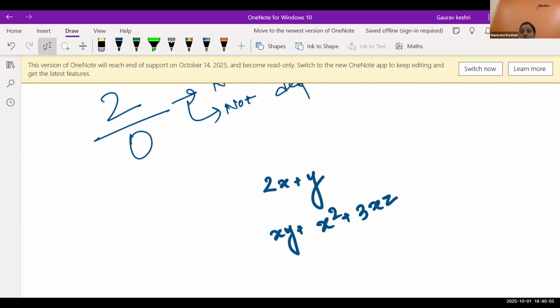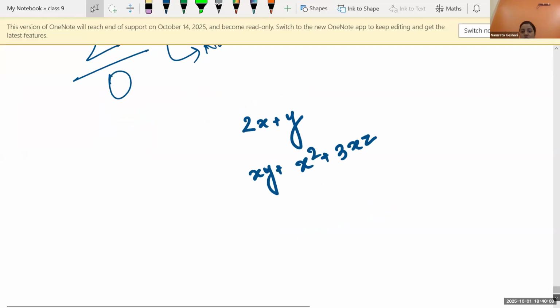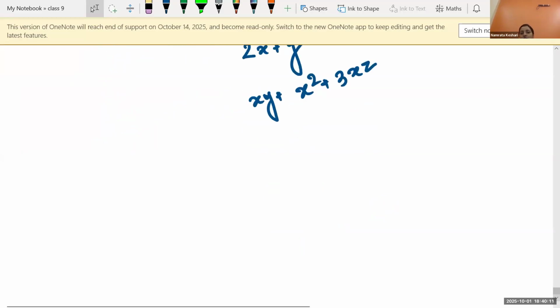Now the next part, polynomial, is just an extension of algebraic expression, but there are some conditions which need to be fulfilled, and only then will we call that particular algebraic expression a polynomial. So if I am writing, Rishikesh, x plus 1 by x, is it a polynomial? Actually, this is not a polynomial.